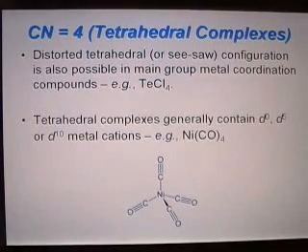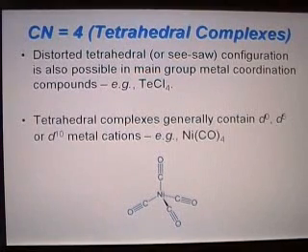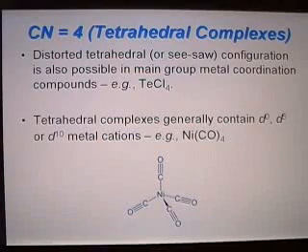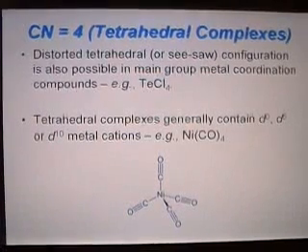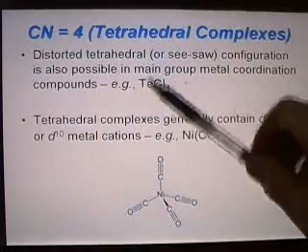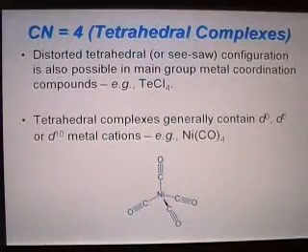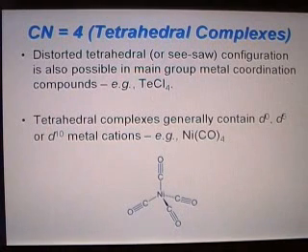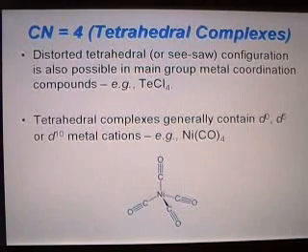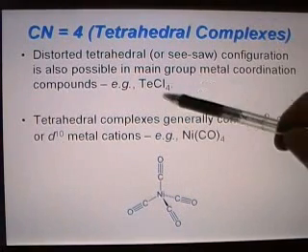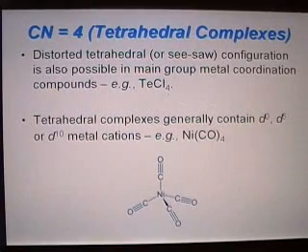Now, tetrahedral complexes are the other type of coordination compound that has a coordination number of 4. In main group metals, like tellurium 4+, you can get this distorted tetrahedral, or what we've called seesaw configuration, in certain compounds. So this is an example of one right here.